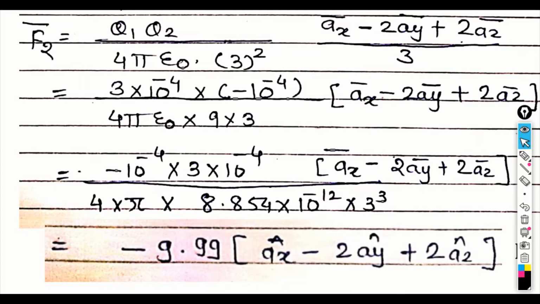Similarly, you can calculate force exerted by 2 on 1. In that case, the direction of the vector will be from Q2 towards Q1. So, unit vector is going to change. So, that exercise you will be doing on your own.